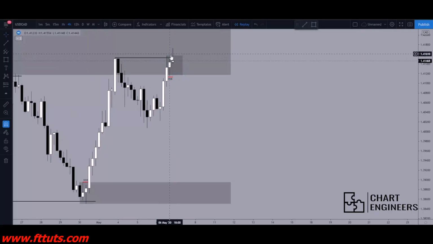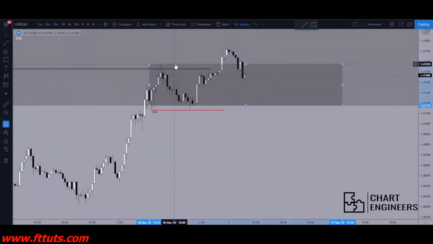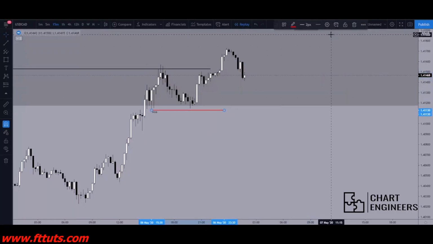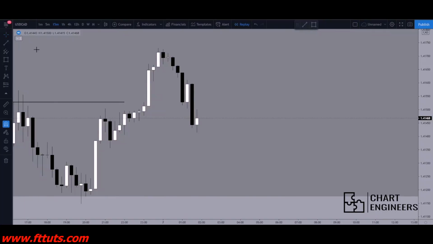Okay, we've had another raid of the high. So now I'm going to go back to my 15-minute, and now my area is going to change, and where I need the MSB is also going to change. So that's my high. What low made that high is going to be here. So this is going to be our MSB.